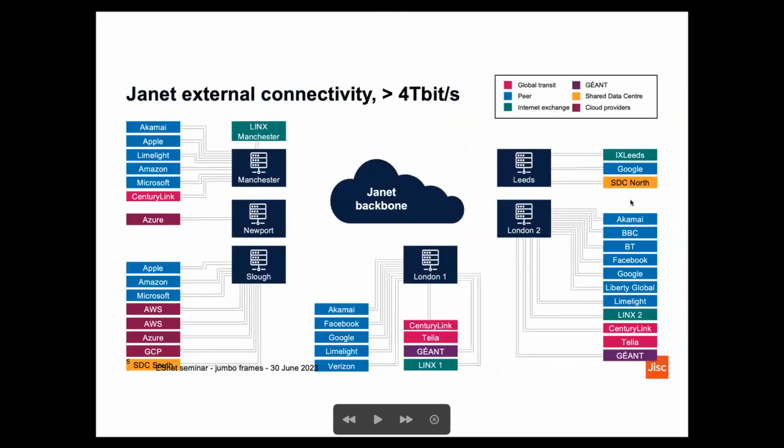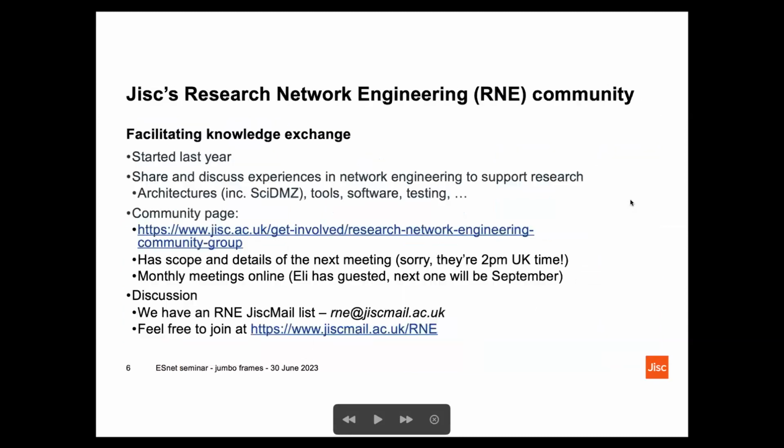We have external connectivity to most of the places you'd expect, and probably that most of your networks do. From the R&E point of view, of course, the Chown link is the important one. We're currently 300 gig onto Chown, and that's starting to look a little bit warm, so that might be upgraded soon. But we have direct connectivity to a whole load of other things, probably totaling about 5 terabits of capacity now.